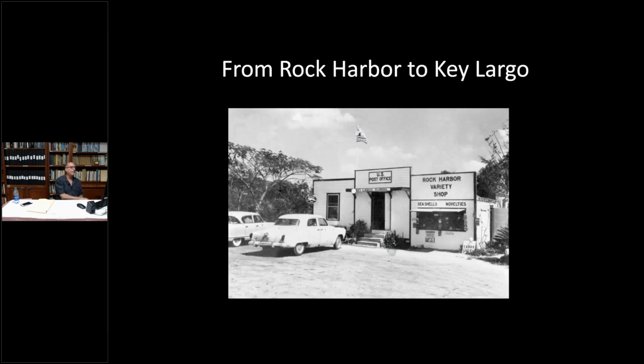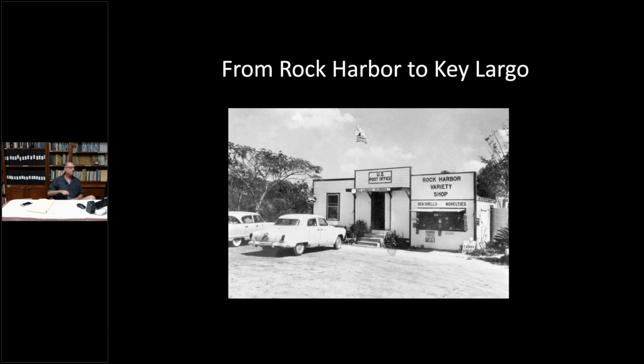But from Rock Harbor to Key Largo, sometime in the 40s, the post office was moved from the Curry compound just south to about mile marker 99.5, at what is today really the Napa Auto Parts area. And the problem was that people visiting Key Largo could not get a postcard stamp that said Key Largo on it. They could get a postcard that was stamped Rock Harbor, Florida, but no one knew Rock Harbor, Florida. Because of the movie and the wild success of the movie, everyone knew Key Largo.